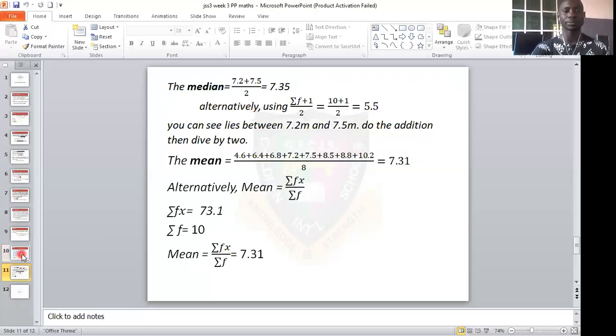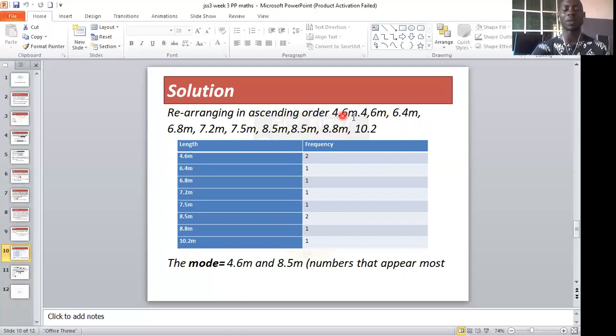Let us check. After rearranging, how many numbers do we have here? 1, 2, 3, 4, 5, 6, 7, 8, 9, 10. This is an even number. I told you that when you have an even set of data, you have two numbers in the middle.